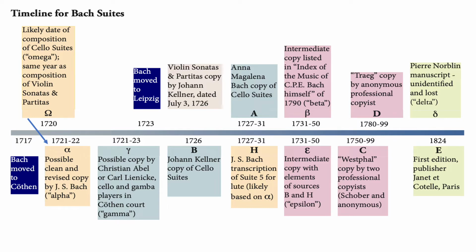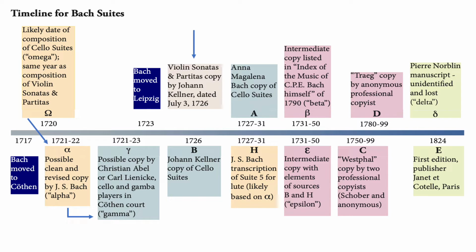Bach was in Köthen during those years, in a position that was much more a chamber music and chamber orchestra situation than either before or after. Two court cellists and viola da gamba players, Christian Abel and Karl Lanicki, are both possible copyists. We can conjecture that such a copy, referred to as Gamma, may have been made in Köthen before Bach moved to Leipzig.